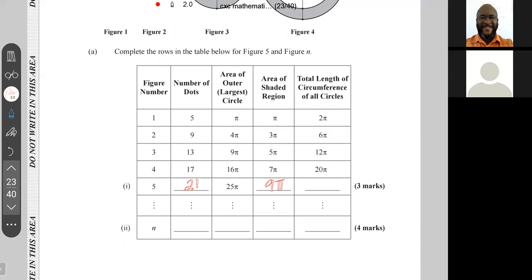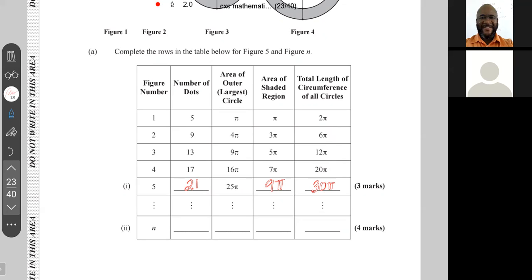And the total number of what? The total length of the circumference of all circles went up by 4, then 6, then 8. So next, I'm guessing it's going to go up by 10. So this is 30 pi. So fairly easy for 3 marks. Then for n, it's not so easy.